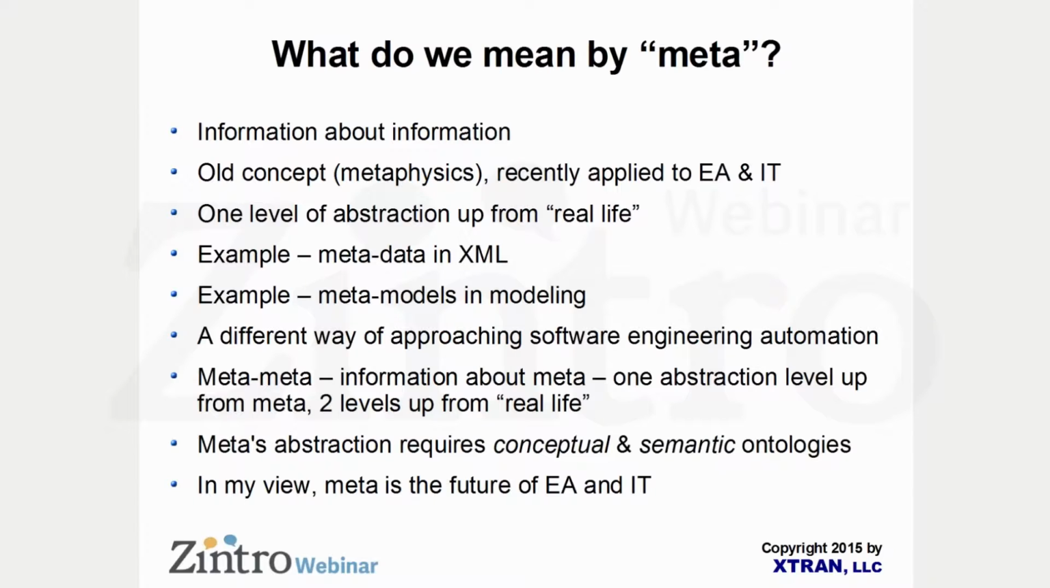Now, when you abstract up to get to the meta level that we're talking about here, the only way you can do that is if you have an ontology that allows you to see what's common across the stuff that you're abstracting up from. So we need a conceptual ontology, then we need a semantic ontology, so we're all talking the same language, and that allows us to do that abstracting. So we're going to talk about that a little bit too. From my point of view, I think that the future of IT and even more broadly enterprise architecture lies with meta. I think it's a way to look at the world that is more powerful, and that has some implications we'll talk about in a little bit.